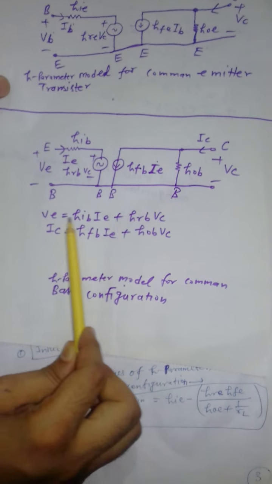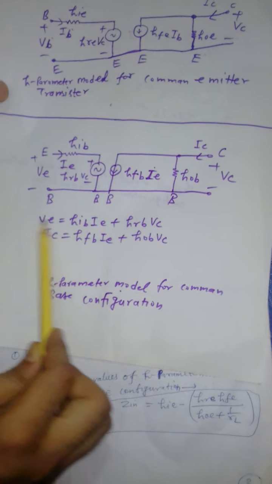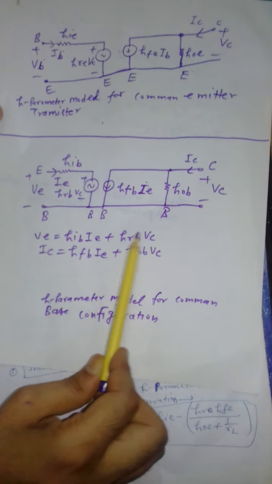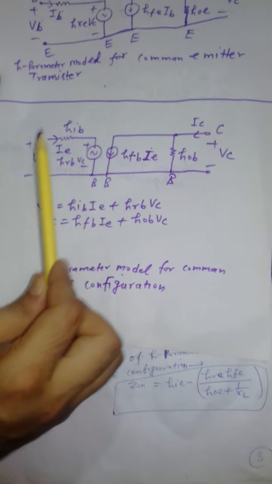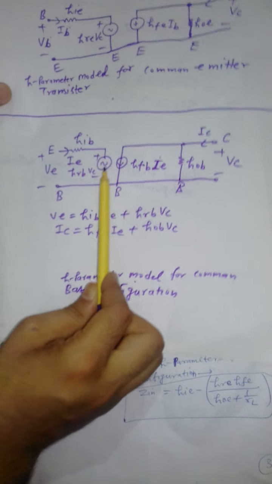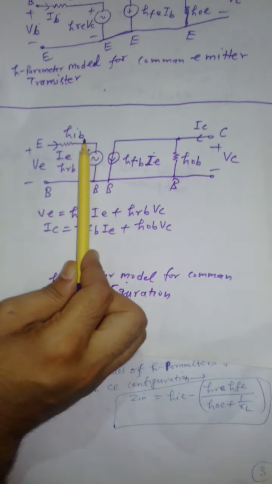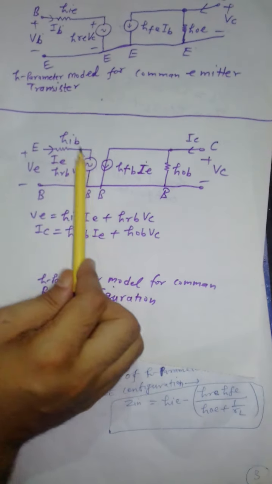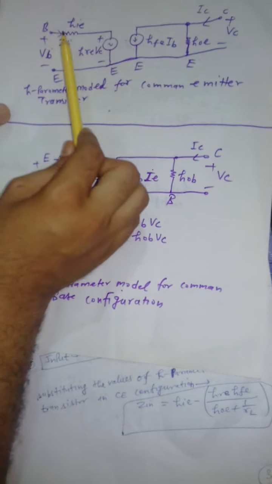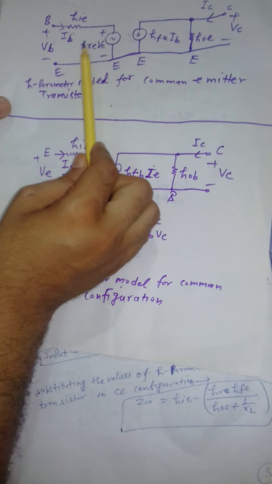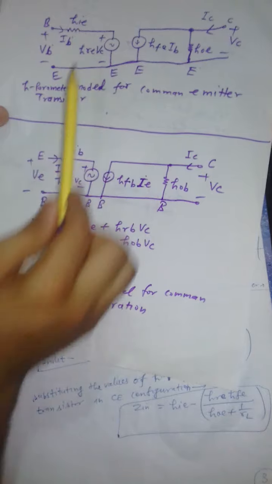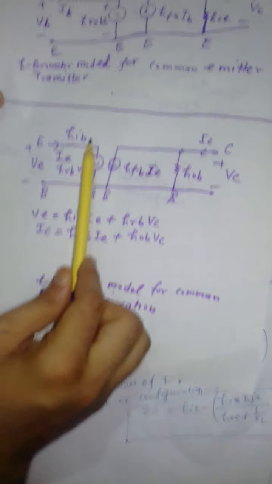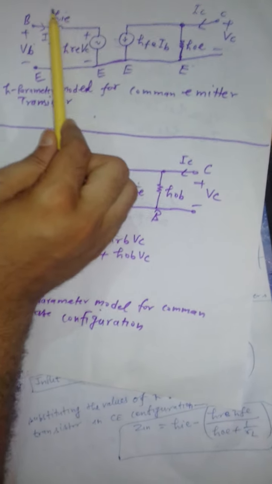So this is a series circuit. If you want to draw the model for this equation, you will make a series circuit, that means a voltage source in series with its impedance HIB. The same we are doing in all the models: HIB in series with HRB VC. So the voltage drop in this impedance is HIB into IE. Similarly, the voltage drop in this impedance is HIE IB.